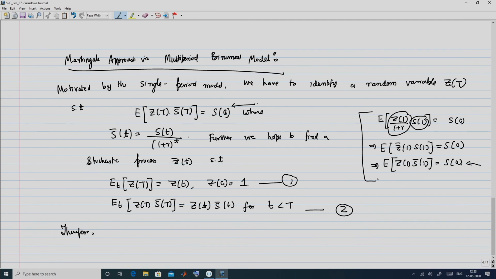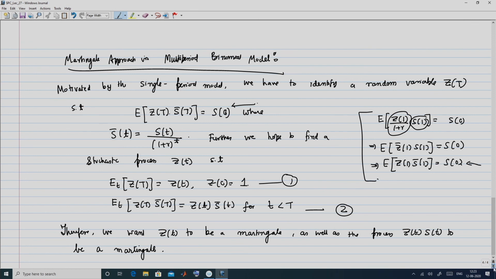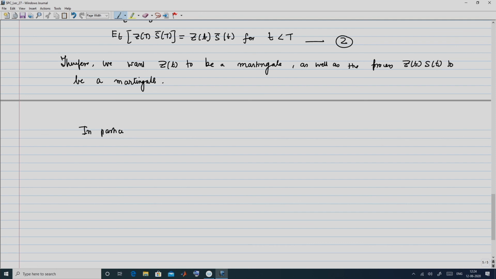So, therefore, we want z of t to be a martingale as well as the process z t S t to be a martingale. Remember, we had introduced the definition of martingale in the previous class. So, in particular, expected value of z of t into x bar of t, this is going to be the expected value of z bar of t into x of t is equal to little x. Let me call this equation 3 with, of course, this little x is nothing but the initial wealth level x of 0.